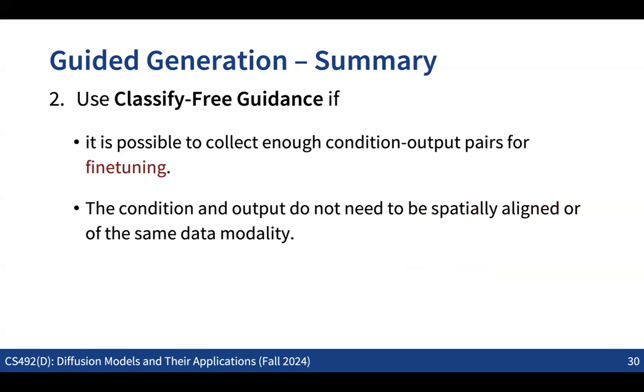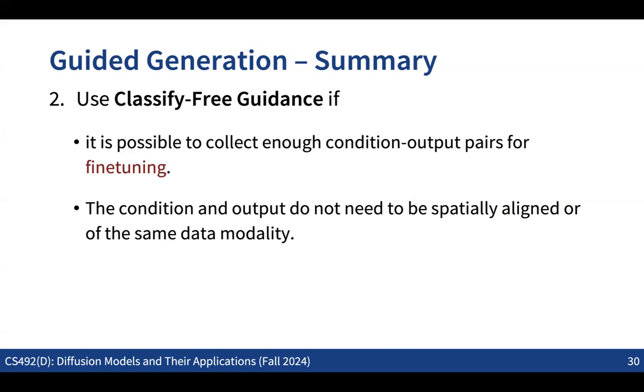For those cases where we have enough pairs of the condition and the output for fine-tuning, but the input and the outputs are not spatially aligned, or they don't even have the same modality, then we can consider using classifier-free guidance or classifier guidance, depending on the condition. If the conditions are classes, then we can consider using classifier guidance. But for many of the cases, we can consider using classifier-free guidance.